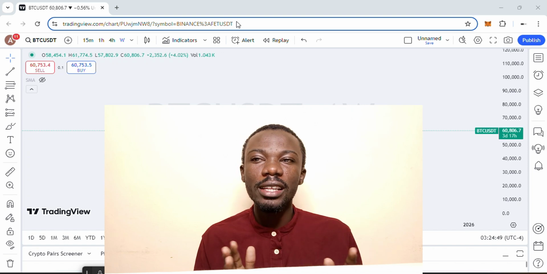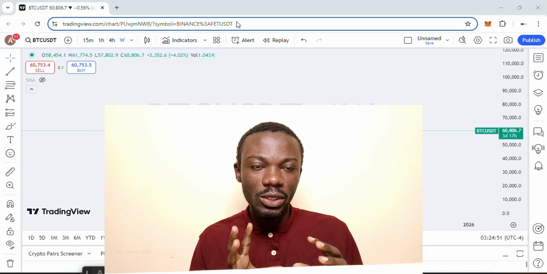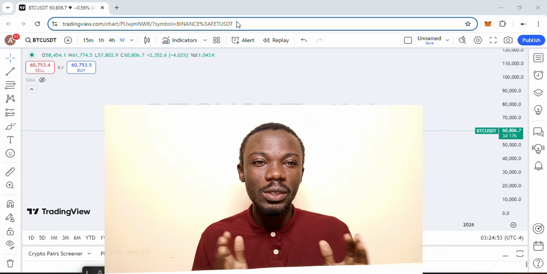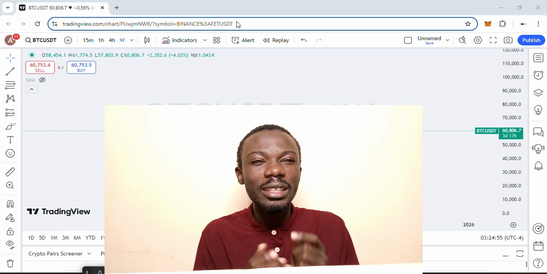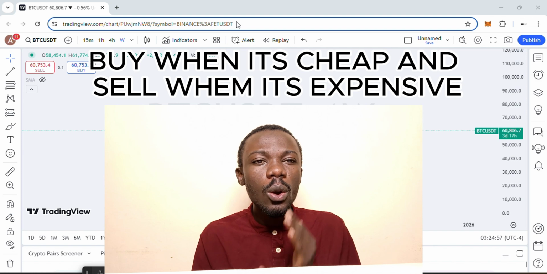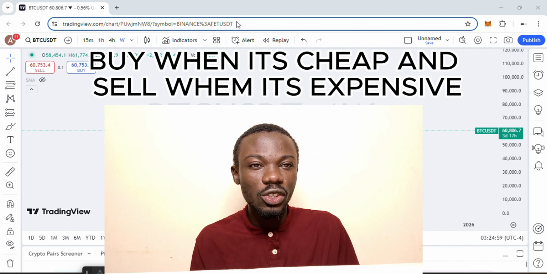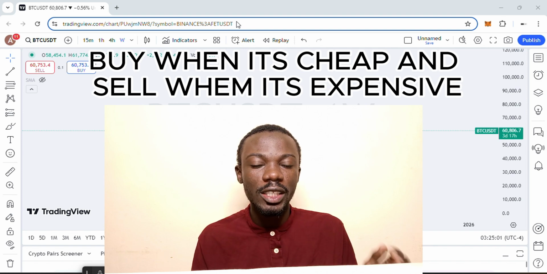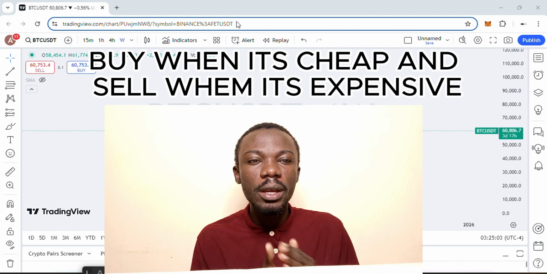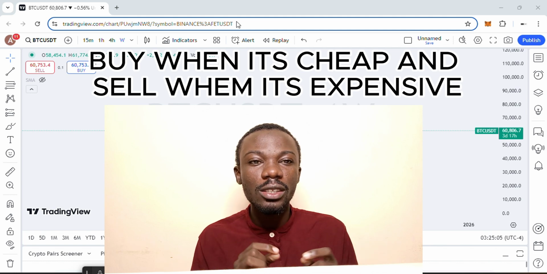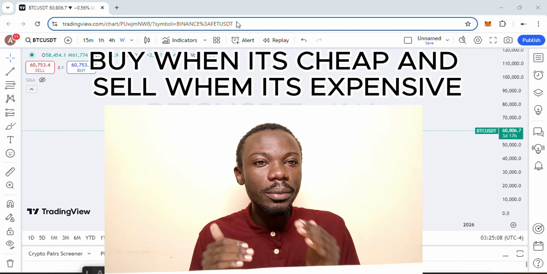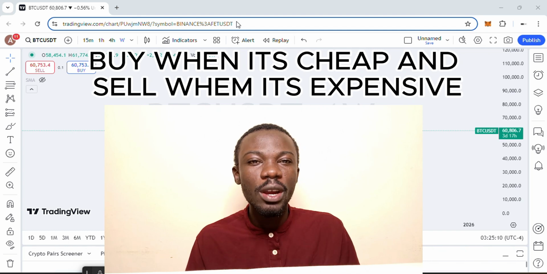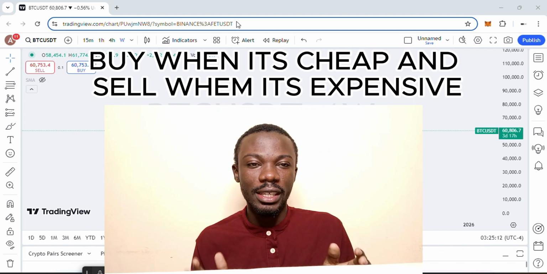Now, the first thing you should understand is that the Fibonacci tool is not a magical tool. And where does it come from when it comes to trading? The truth is that in every single trade, we are buying when the price is cheap and we are selling when the price is expensive. If you really want to make profits while trading, you are supposed to buy when the price of whatever you are trading is cheap, and then you sell when it is expensive.